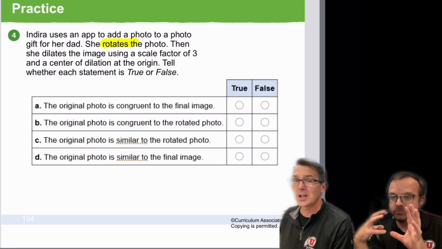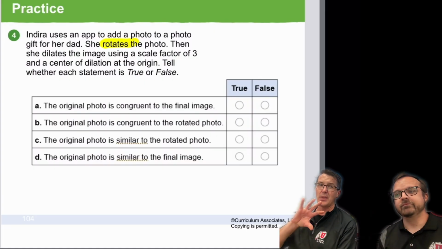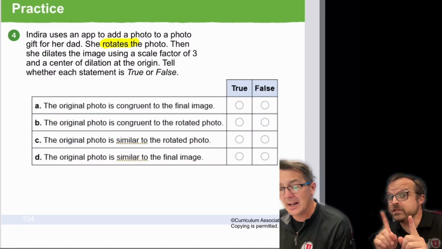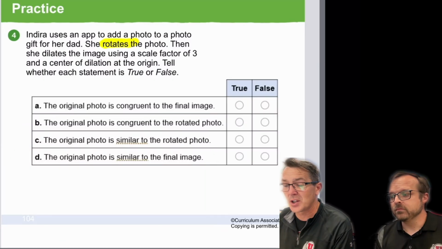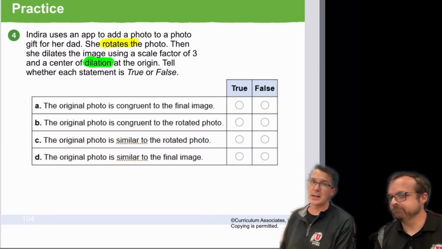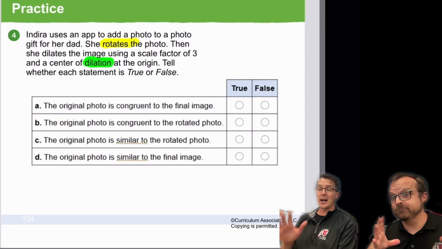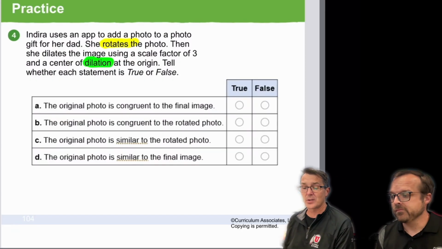I know rotations are congruent because they are rigid, which then means they're also similar. But then I'm doing a dilation, and a dilation we talked about not being congruent. It's similar, but not congruent. So let's use that to try to answer these questions.